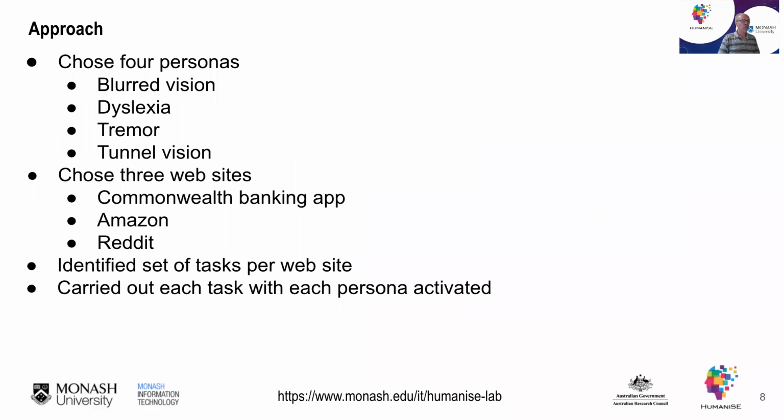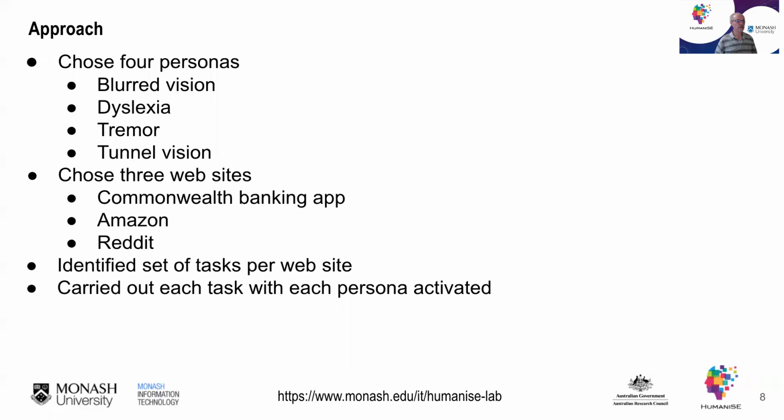So we chose 4 of the Funkify simulators or personas, one that simulates blurred vision, one dyslexia, one tremorous hand input with a mouse and keyboard, and one that simulates tunnel vision. We chose these to provide a range of different kinds of challenges, some that we're interested in and some that are quite different to each other, and some that are very common, for example, blurred vision.